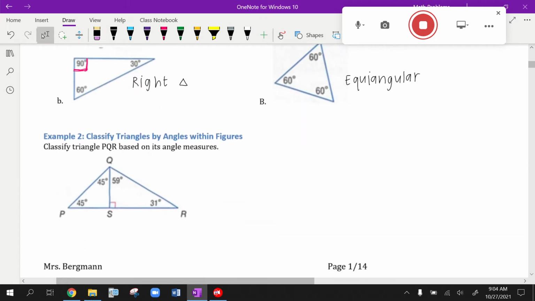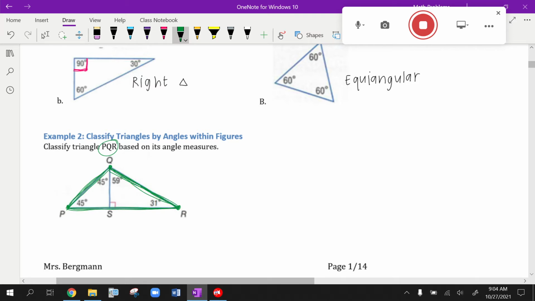Okay, let's do another one together. It says classify triangle PQR based on its angle measures. A triangle is always named by its three vertices. These are the 3 points that create the triangle. You can put them in any order. So this could also be called triangle PRQ or QPR. It doesn't really matter. But this is the triangle we are trying to identify here, the one outlined in green.